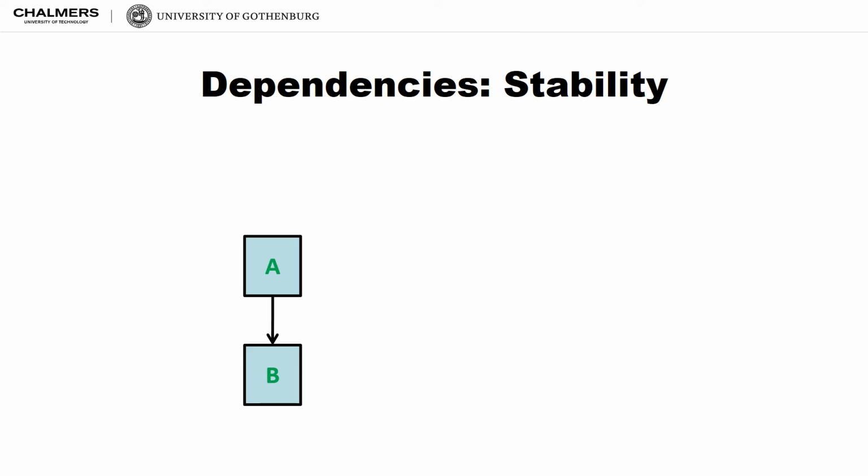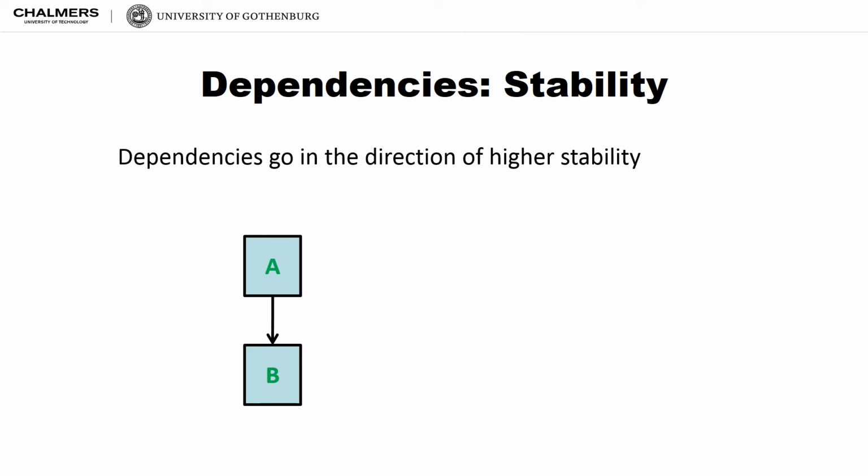To reason from the other direction, suppose it's the case that B changes more often than A. Then, because A depends on B, every time that B changes, we must also check if A must change. Apparently, there is no good separation or abstraction at the interface from B to A.